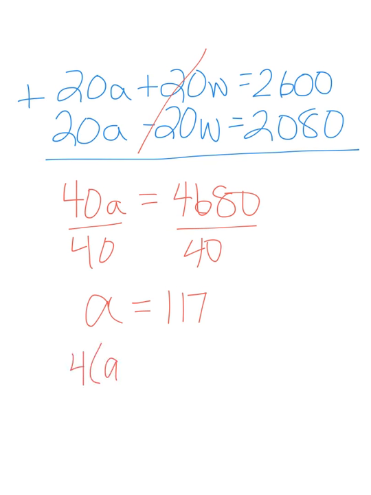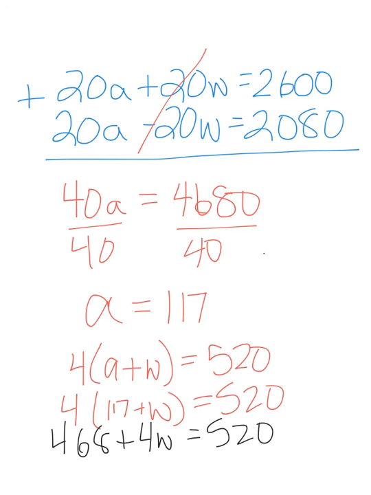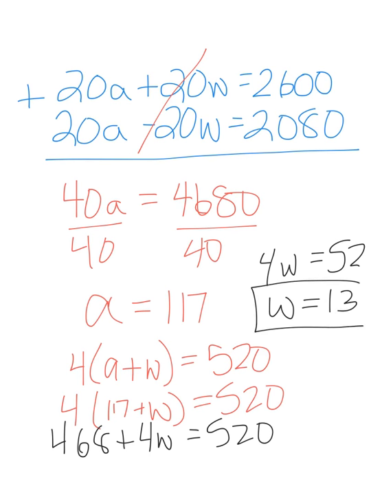4 times the quantity A plus W equals 520. 4 times 117 plus W equals 520. Distribute. 468 plus 4W equals 520. I find out that 4W equals 52, which means W equals 13. So this is the speed of the wind. This is the speed of the plane.